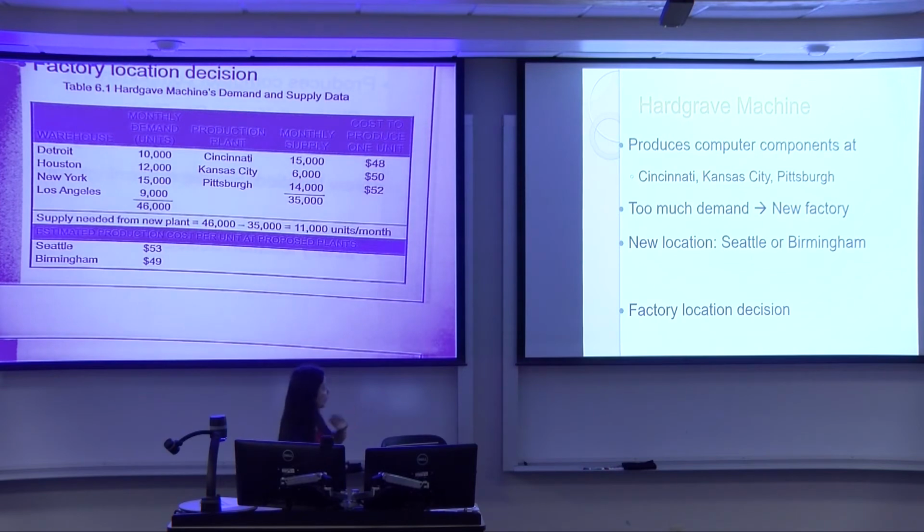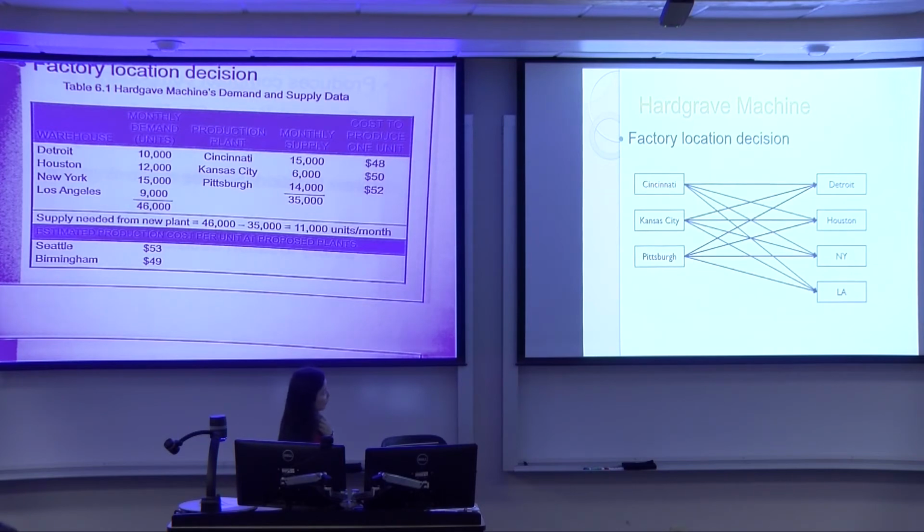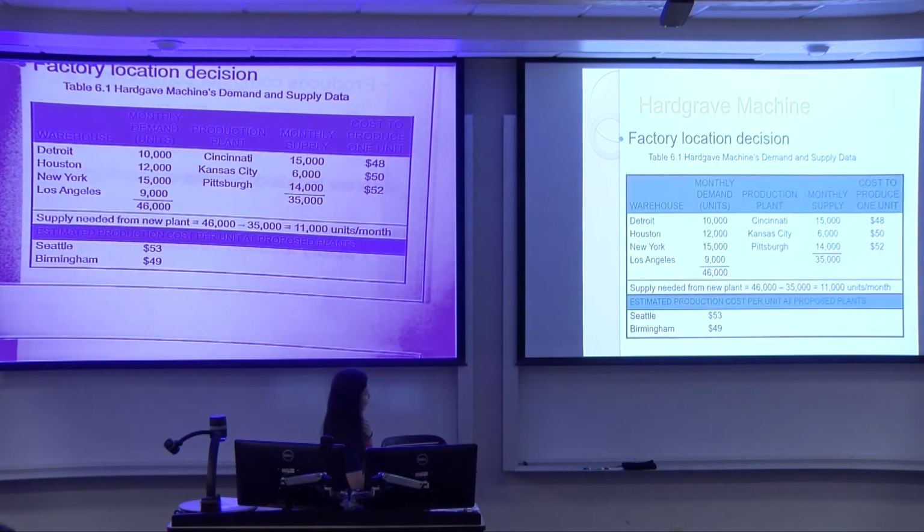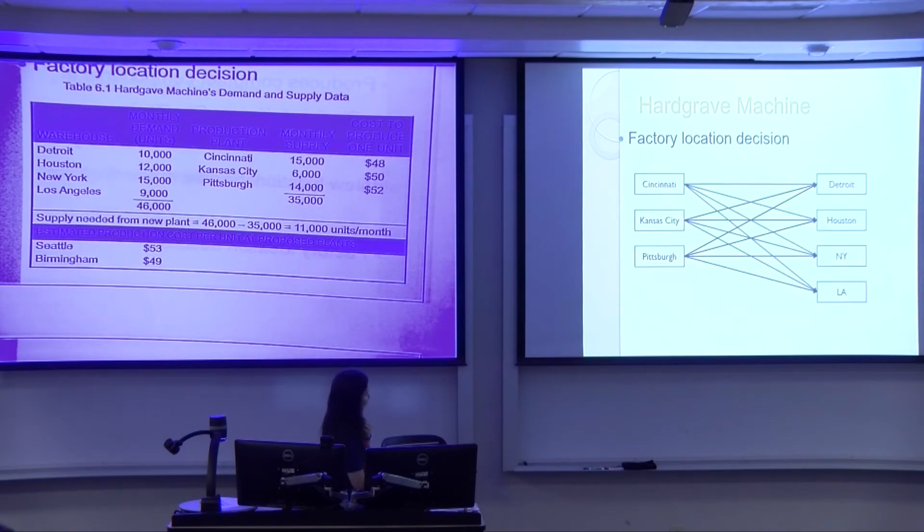So here is our problem. We need to decide which site we should open a new factory, and either factory can supply the demand to each of these warehouses. You also have the production cost for each plant. They are also different. So what happened?